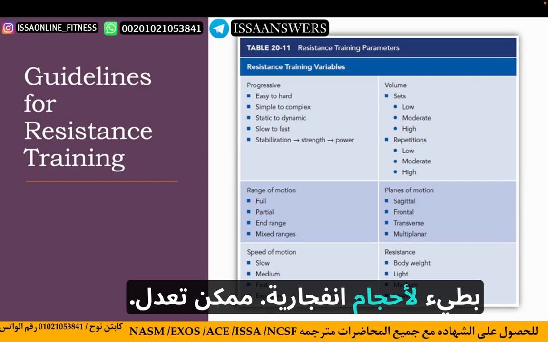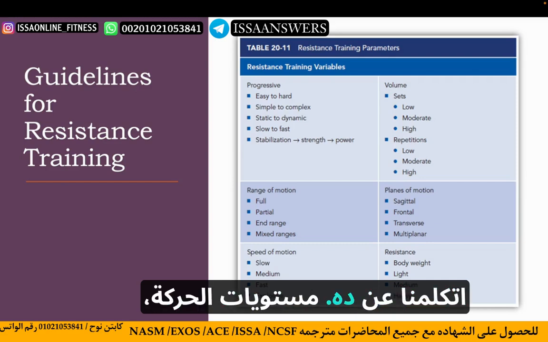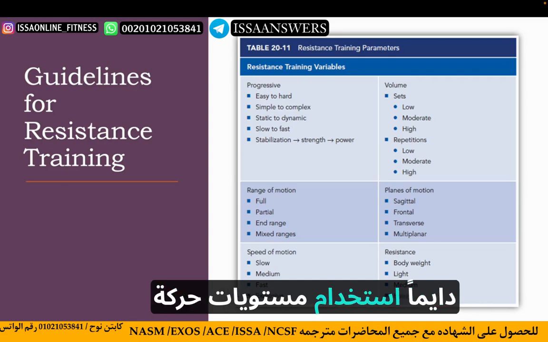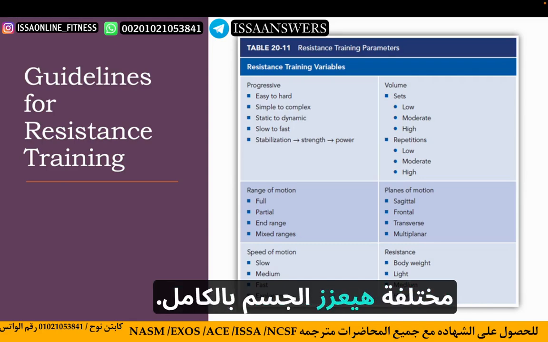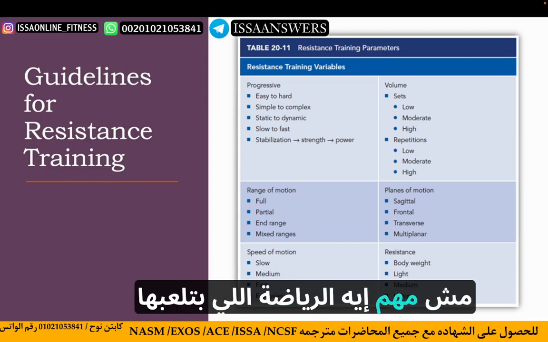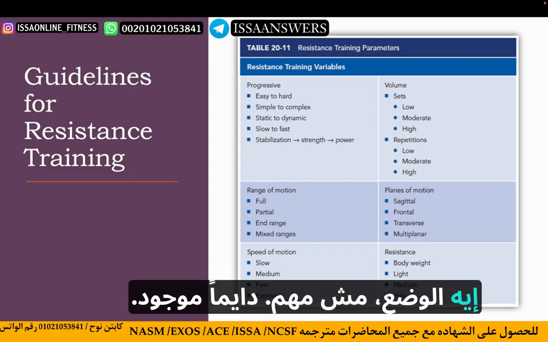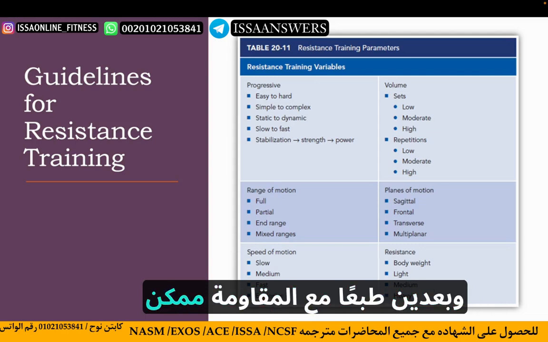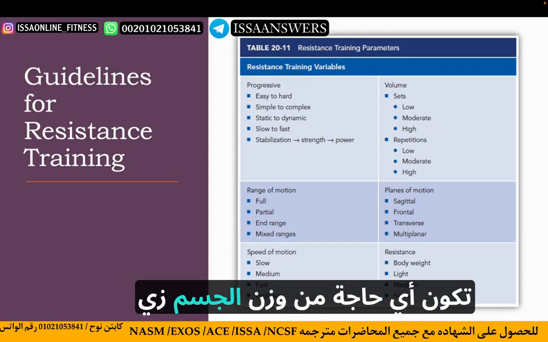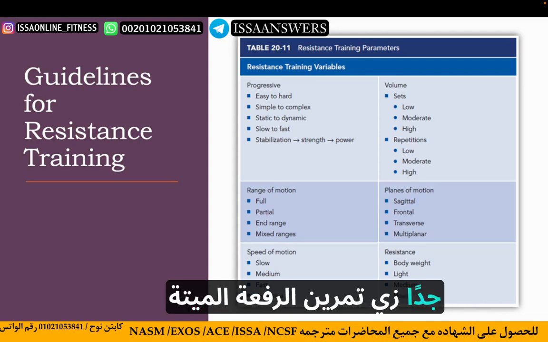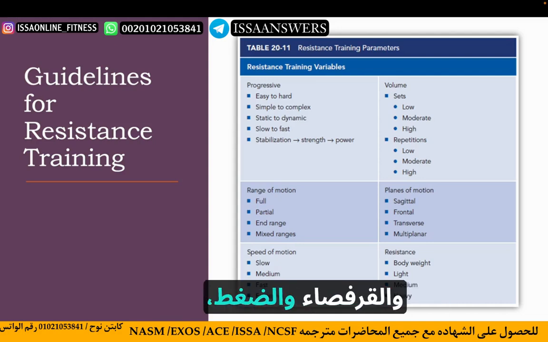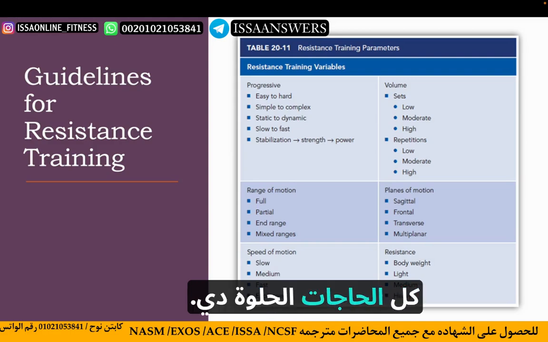Speed, slow to explosive. Volumes you can adjust. We talked about that. Planes of motion: always using different planes of motion will enhance the total body. It doesn't matter what sport you're in or what way of lifting you're doing, what mode, it's always there. And then obviously with resistance, it could be anything from body weight like a pull-up all the way to heavy weights like deadlifting and squatting and benching, clean and jerk, snatch, all of those good things.